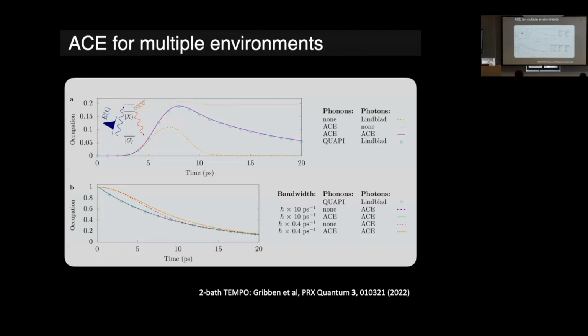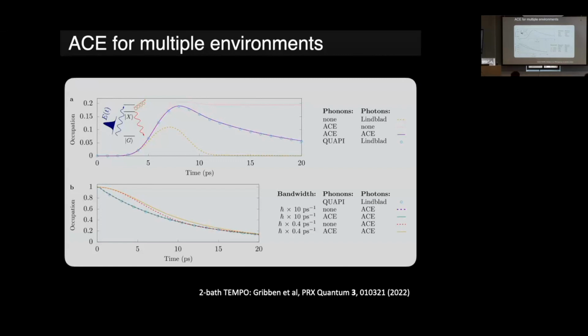Very dumb question. What's the goal here? Are you trying to match QAPI? Well, we're trying to benchmark our approach. I want to convince you that ACE works, and I want to convince you by showing you examples where we know the result, benchmarking against techniques which are reliable.